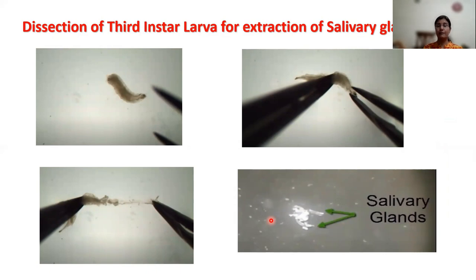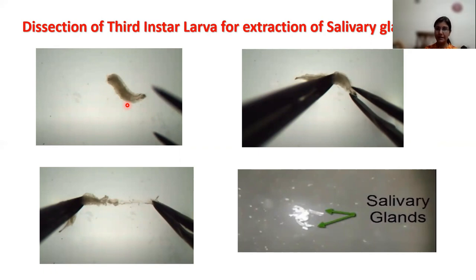Now, how can we prepare the temporary mount of polytene chromosome? For that, we need to dissect the third instar larva. As we know, the third instar larva is clearly visible because of its size. It is big as compared to the first instar and second instar larvae. And we can easily observe the mouth part and the body cavity. So we can take out some healthy larvae from the culture vials and dip them into phosphate buffer saline solution so that the extra food sticking to these larvae gets cleaned.